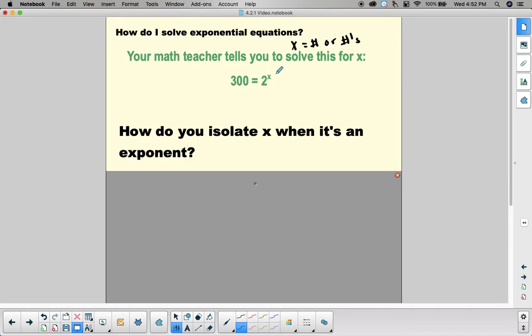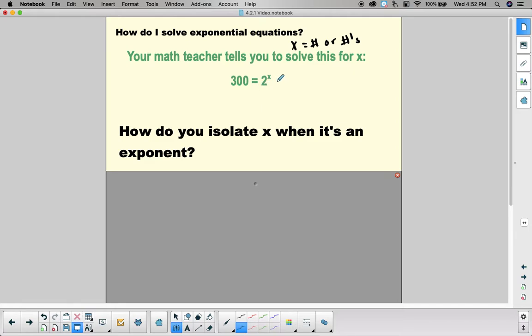A root wouldn't do it. A root is like how if x squared is equal to some number like 4, you undo squaring by square rooting. But here the variable is an exponent, so rooting isn't going to help. It's not the tool to use.